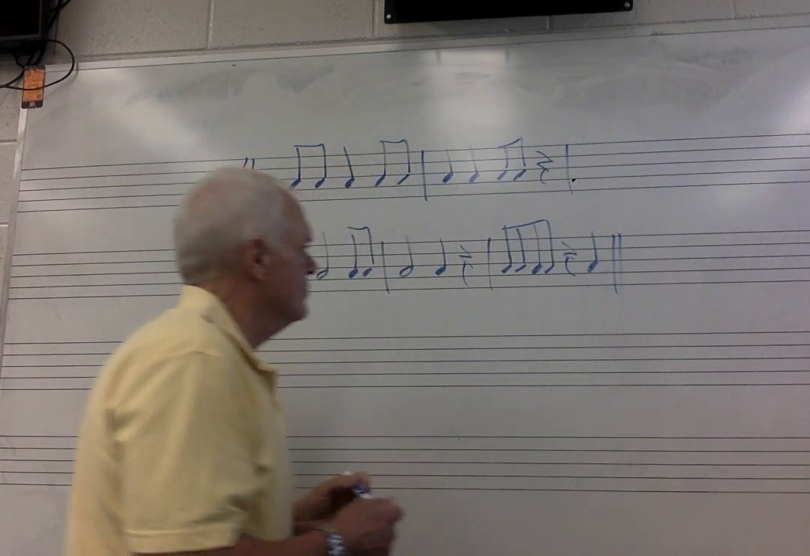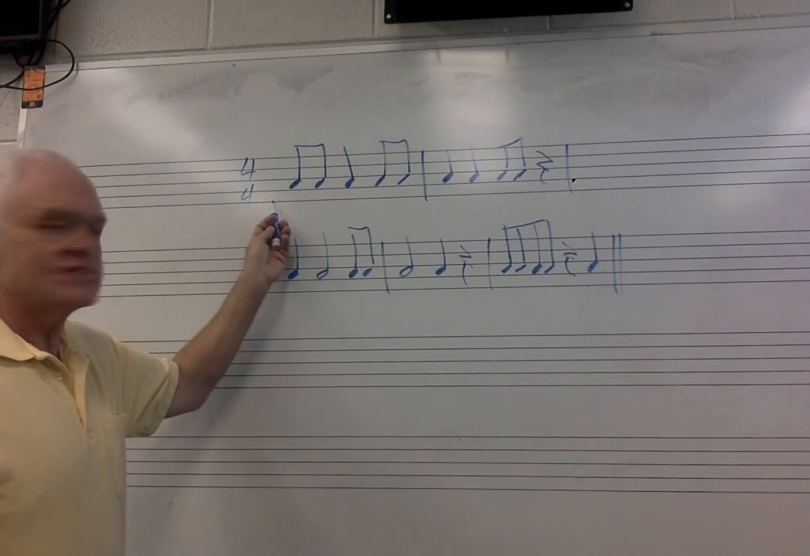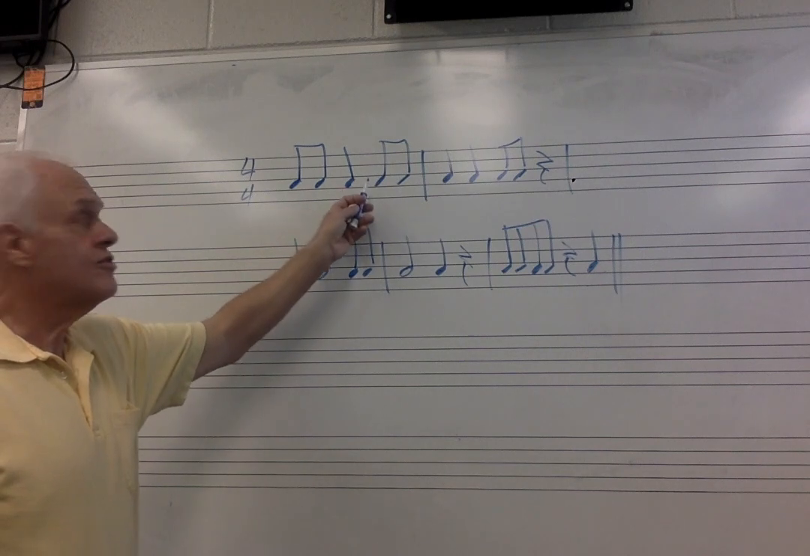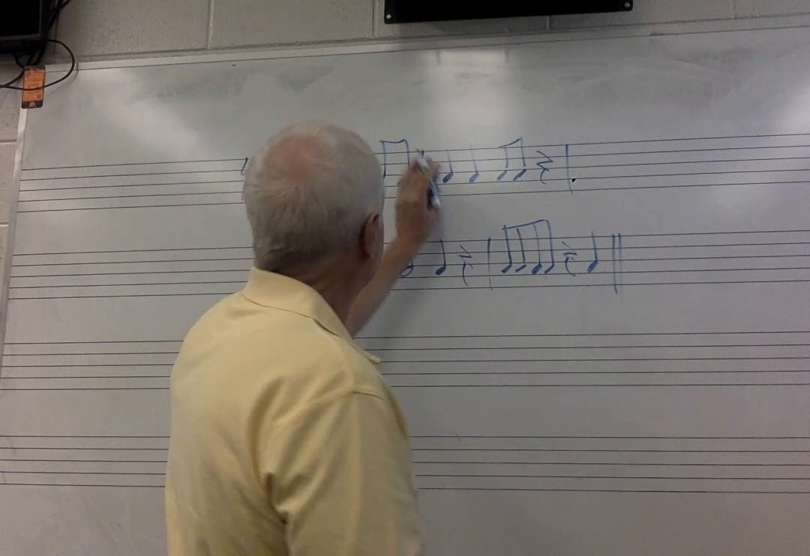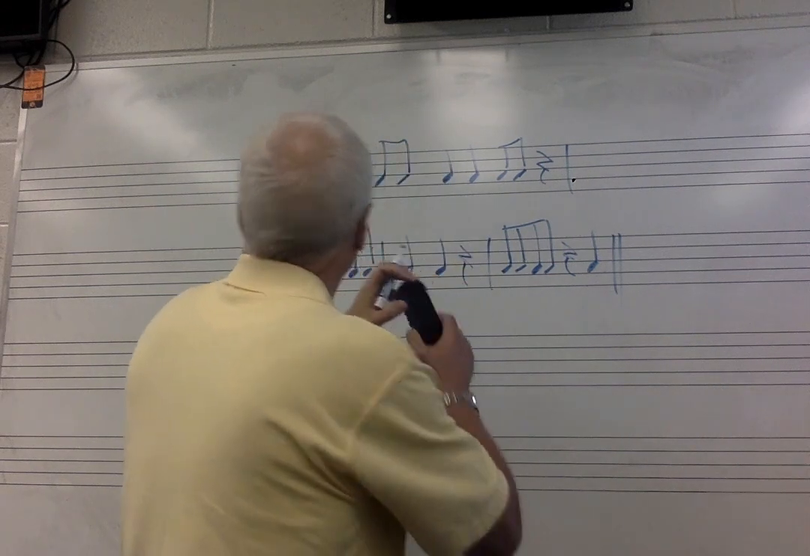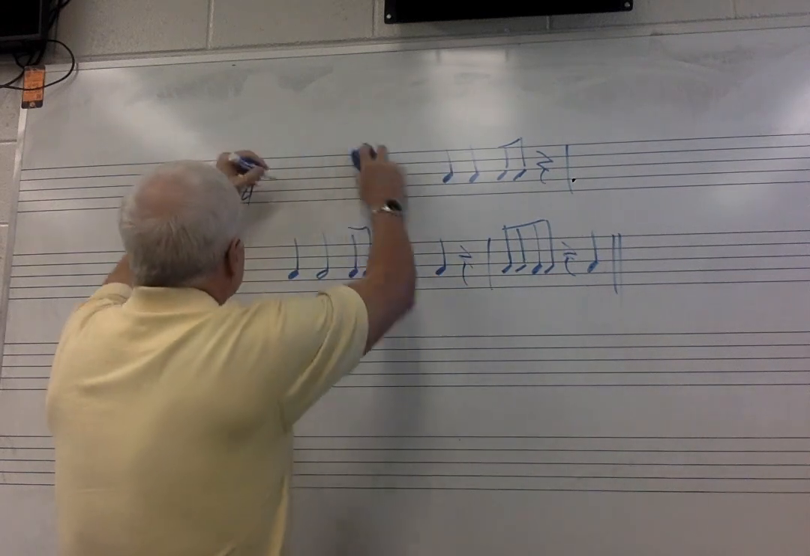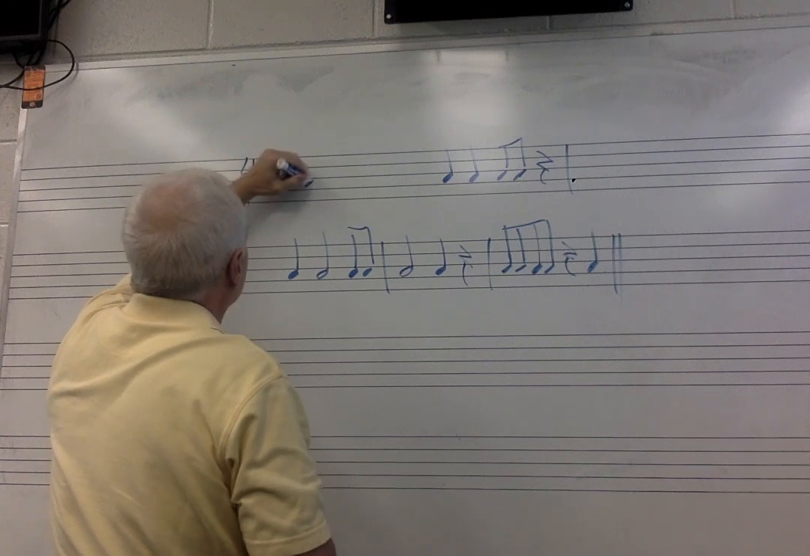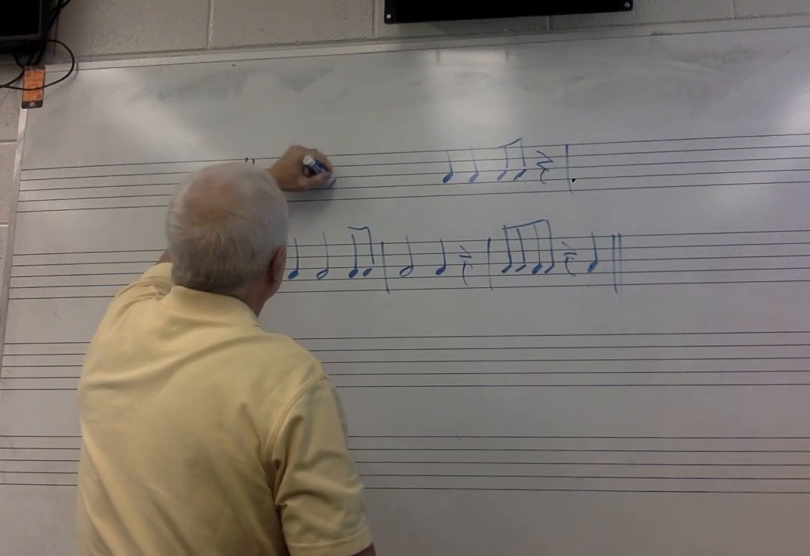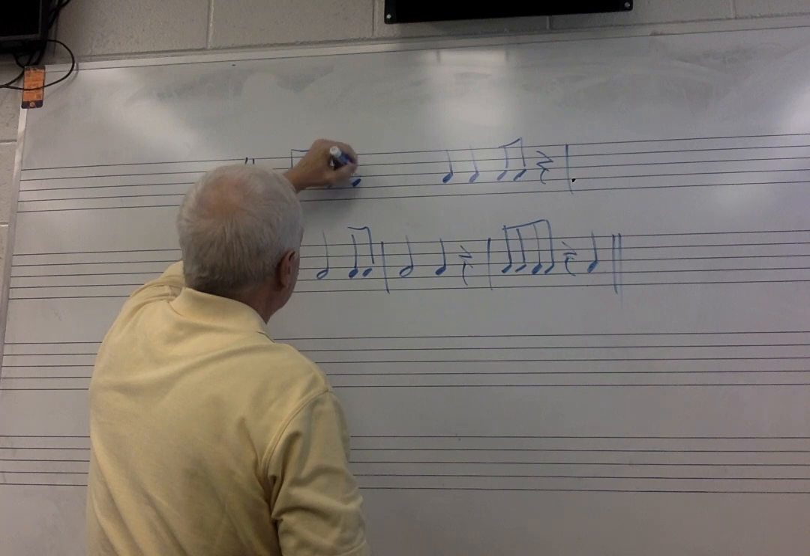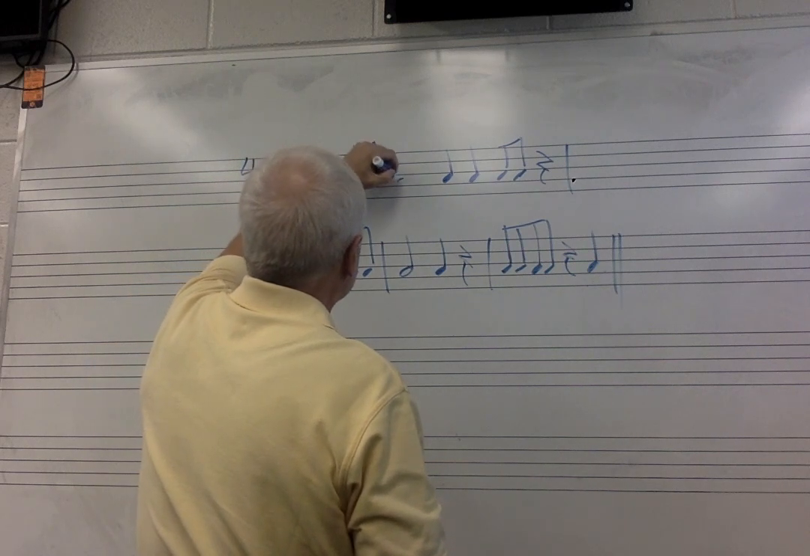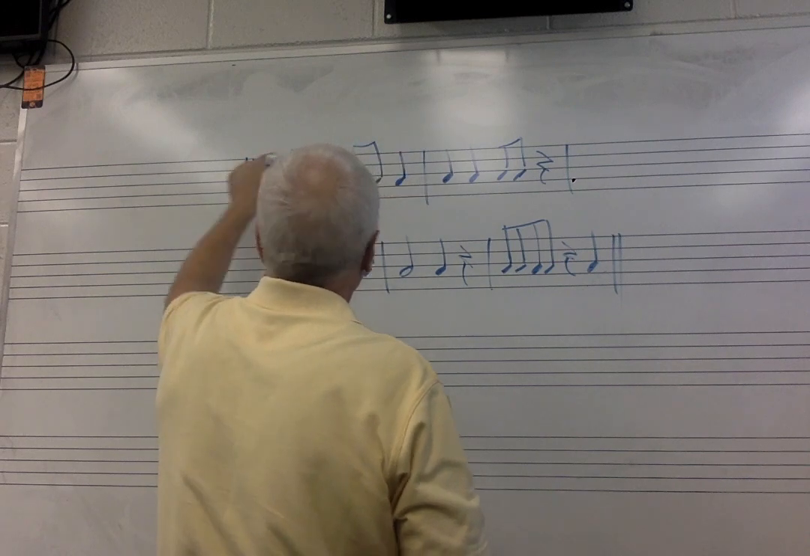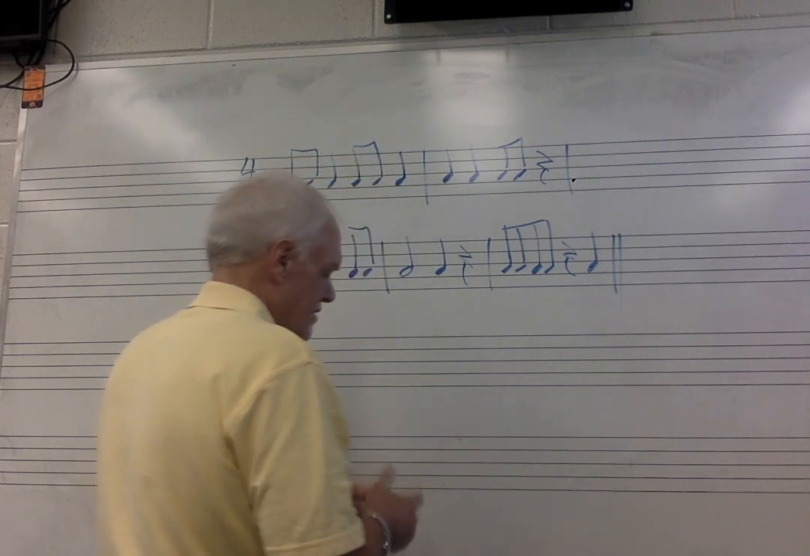All right, remember, we count this, one and two, three and, left out a beat. I guess I better fix that. Let me do this whole thing again. It has to be four beats, exactly four beats. It cannot be three, three and a half, four and a half. It has to be exactly four beats, okay?